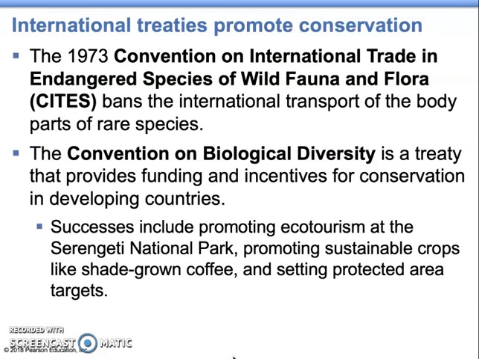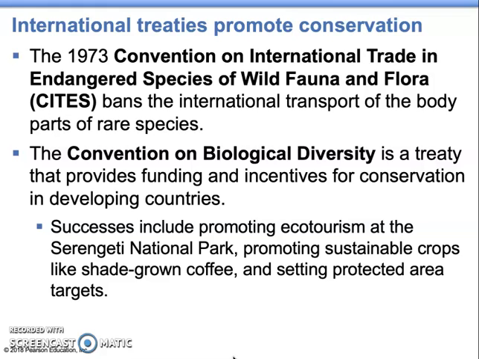There are also international treaties that promote conservation. The 1973 Convention on International Trade in Endangered Species of Wild Flora and Fauna, or CITES for short, bans the international transport of rare species, including plants and animals. Probably everybody in this class has heard about the trafficking of elephant ivory or rhino horn, for instance. This is the international legislation that bans those international shipments.